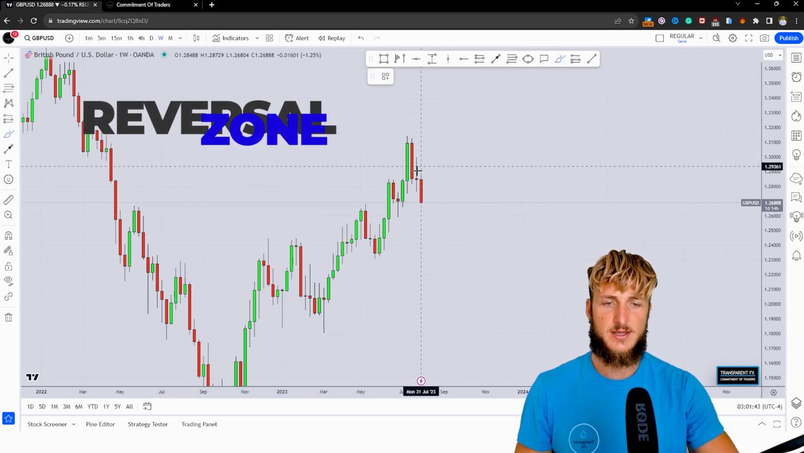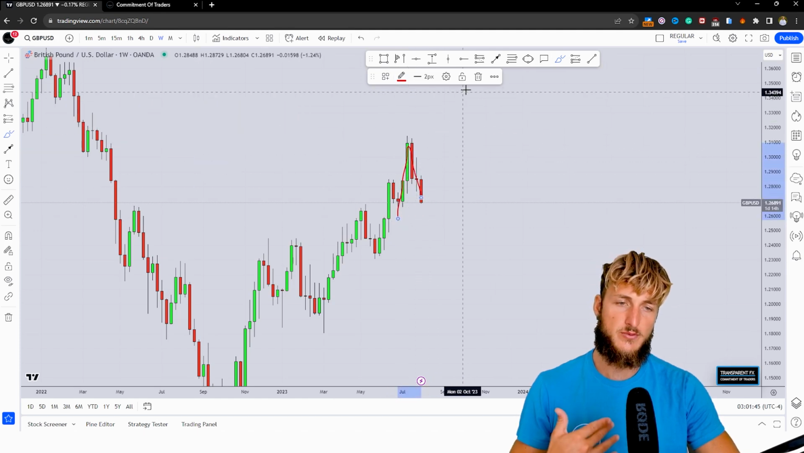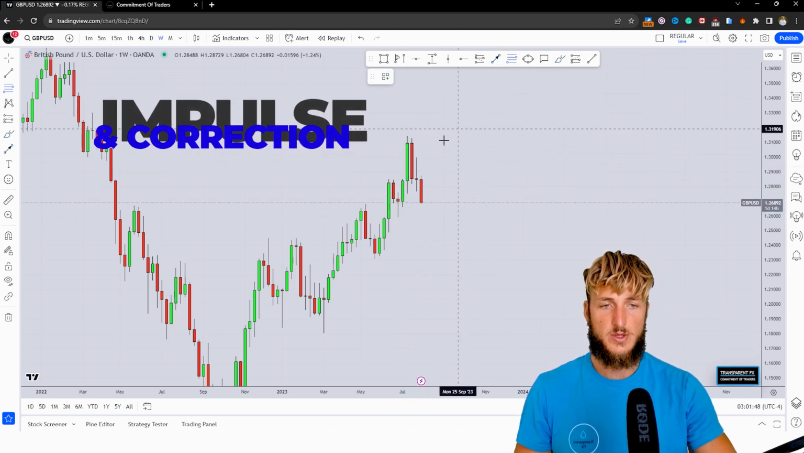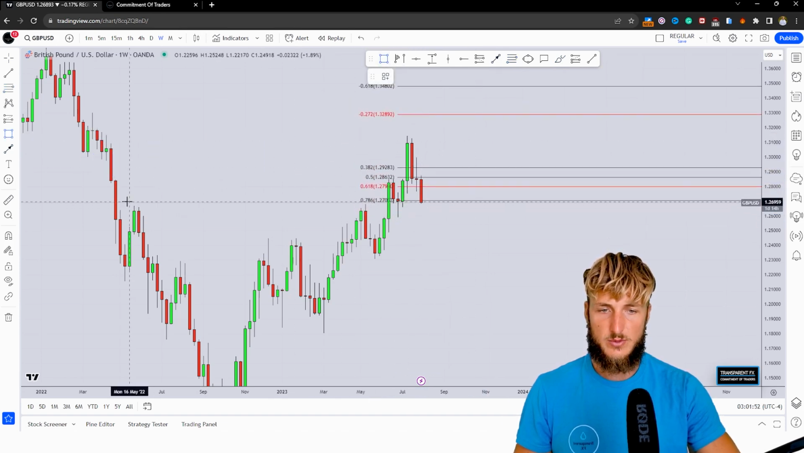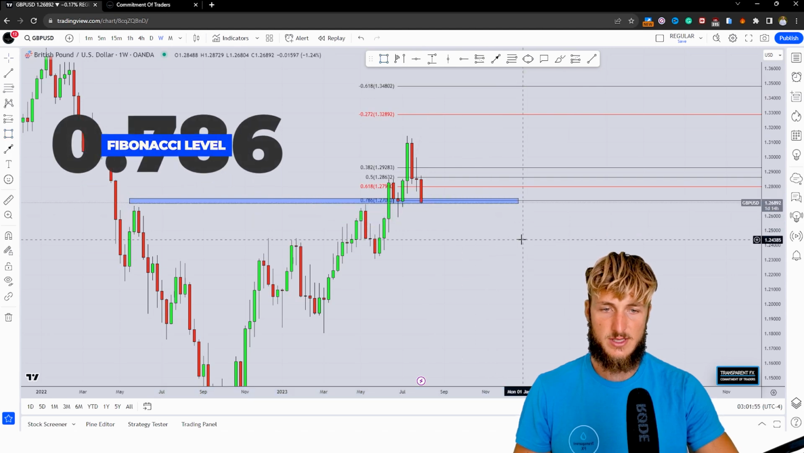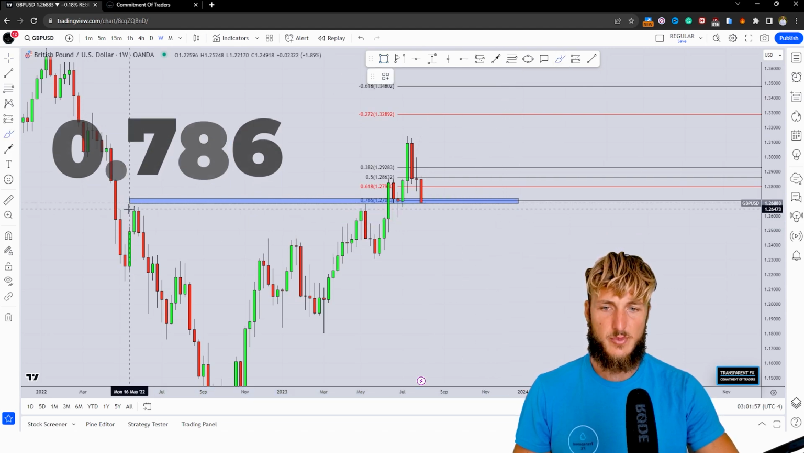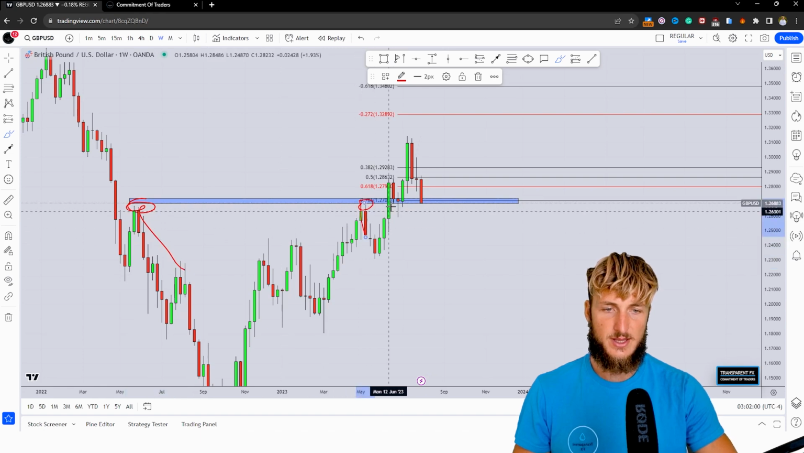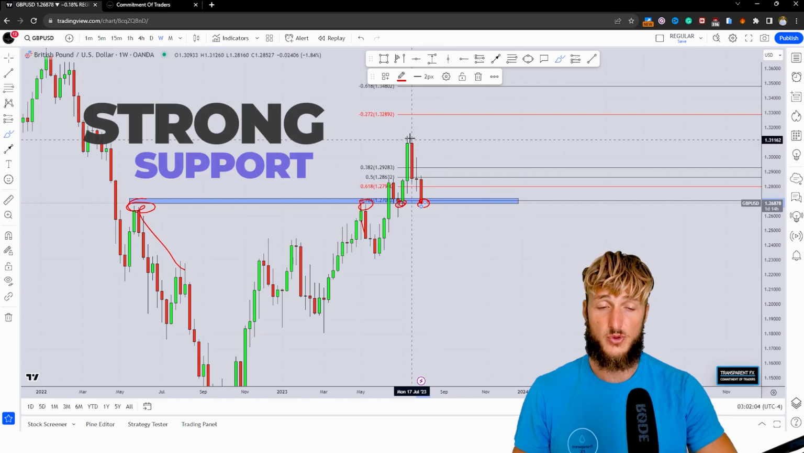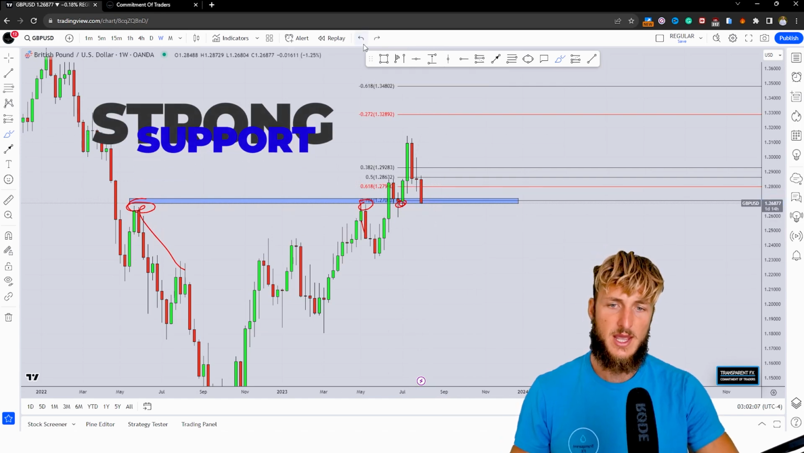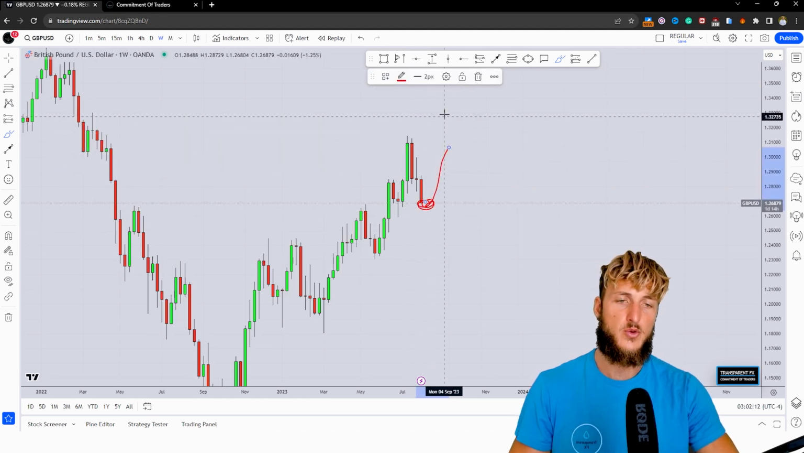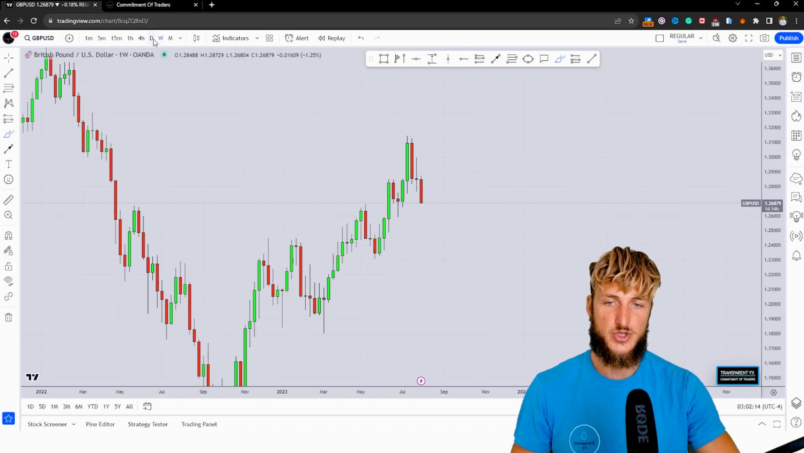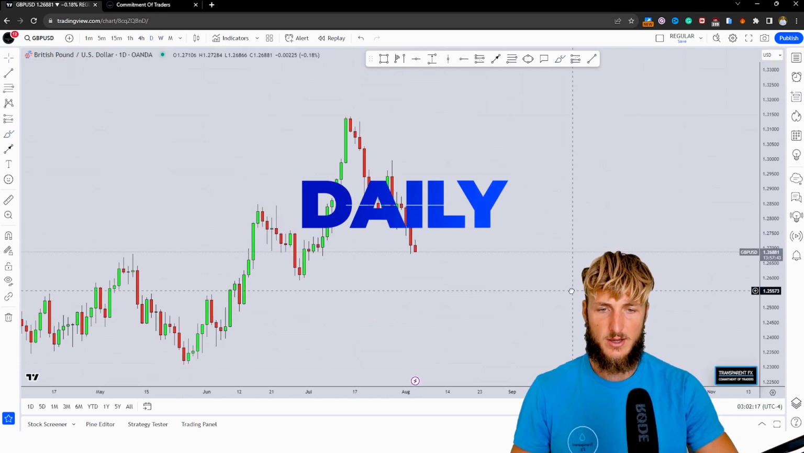We can also notice that as we have an impulse and a correction, if we want to measure the correction, what we have to do is take our Fibonacci from the low to the high of the impulse leg. And if we do that, we can see how we have the 0.786 Fibonacci retracement lining up precisely with these previous levels of resistance and support, which are now still acting as support as the market is approaching it from above. This actually creates confluence of support at this level, which once again, we could expect this market to potentially reject to the upside. Going down on the daily time frame, what do we see?